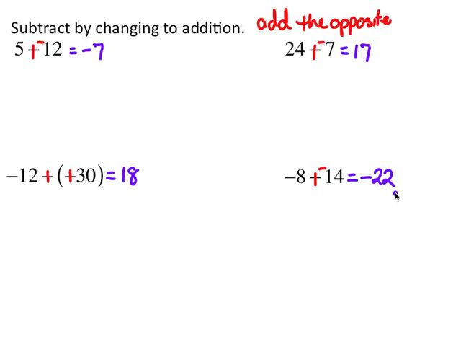So whenever you run across subtraction problems here, especially if they have negative signs, you're going to want to make sure you remember this. Add the opposite. And make sure you change two things. The subtraction changes to addition, and the second number changes signs.